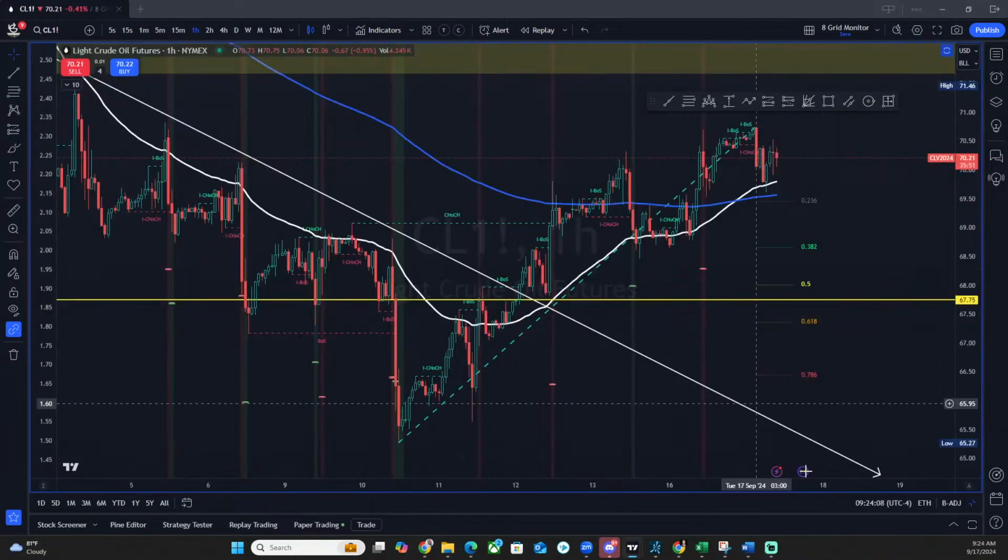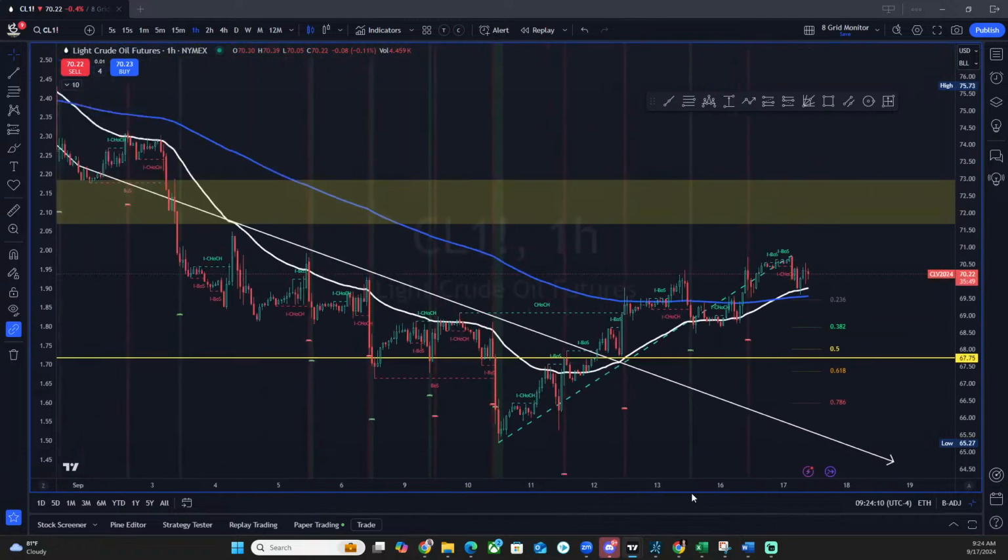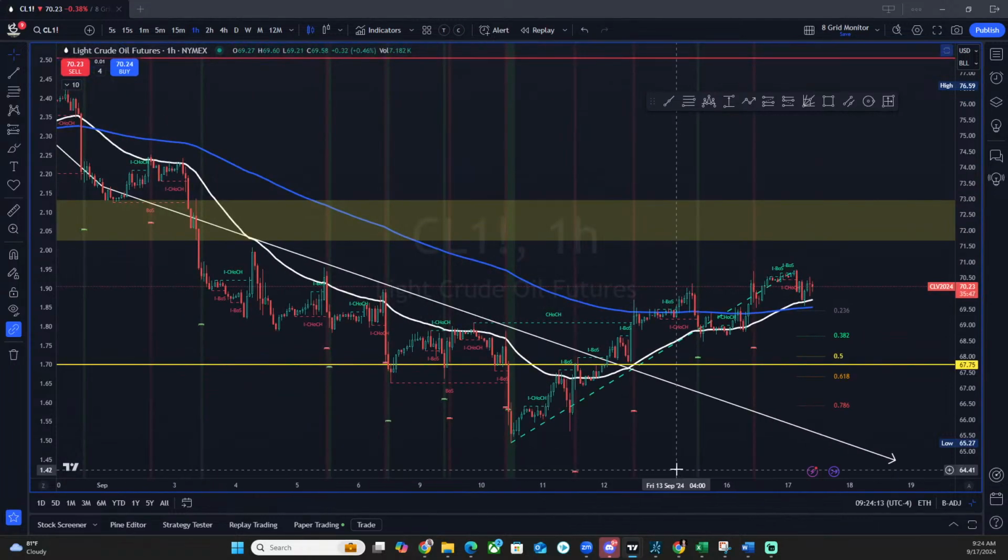Let's go to oil. Oil, we dropped down, which is very fun. I like what happened with oil. We got into the 60s. We're struggling to get back above the 70s, and I know some of these hedge funds and everything will not let this thing get too deep.